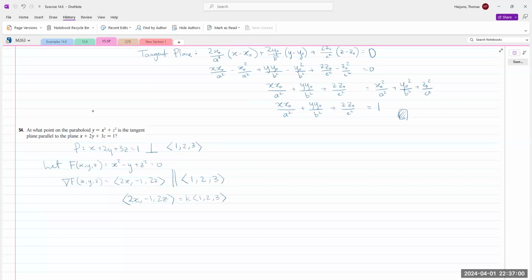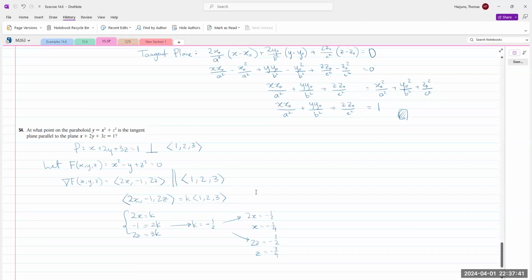Now let's look for that k first. We have 2x equals k, negative 1 equals 2k, that one is the one we need. So k equals negative 1/2, right? And 2z equals 3k. From there, 2x equals negative 1/2, x equals negative 1/4. Am I right? And 2z equals negative 3/2, z equals negative 3/4. So we get x and z already.